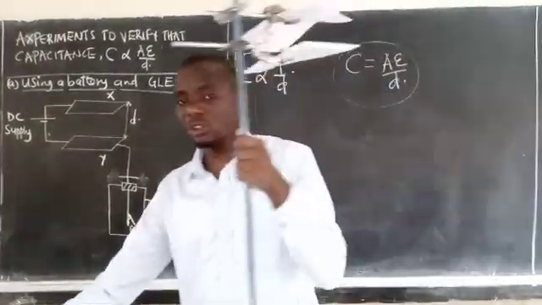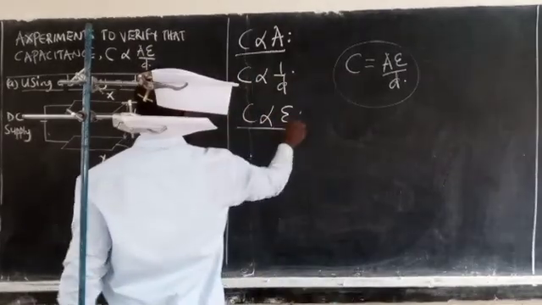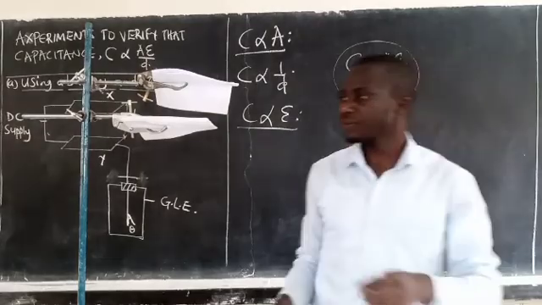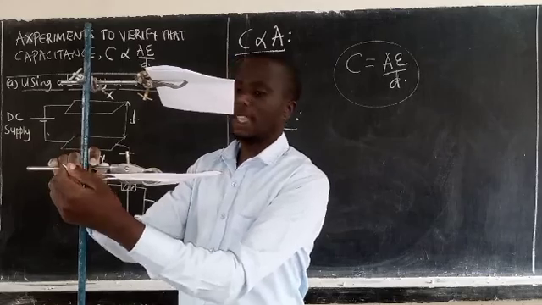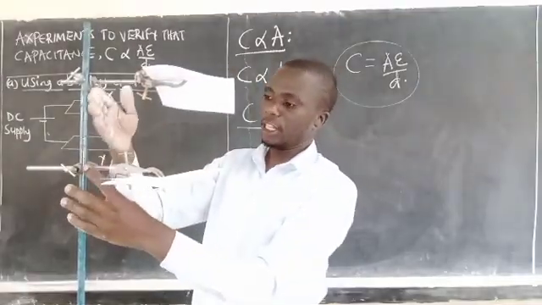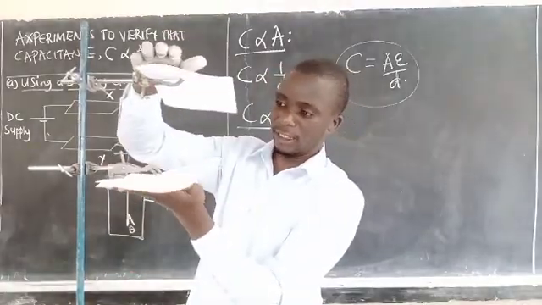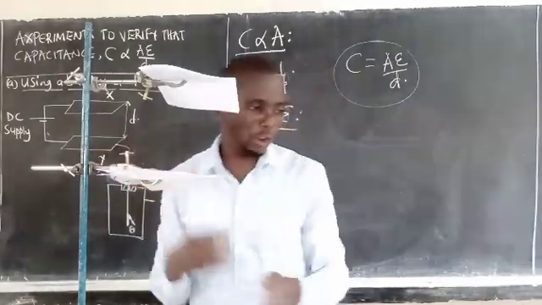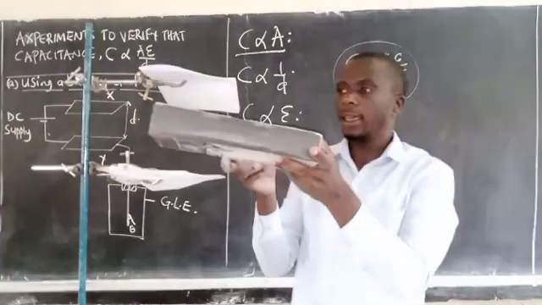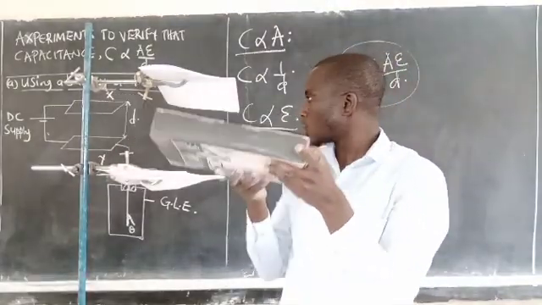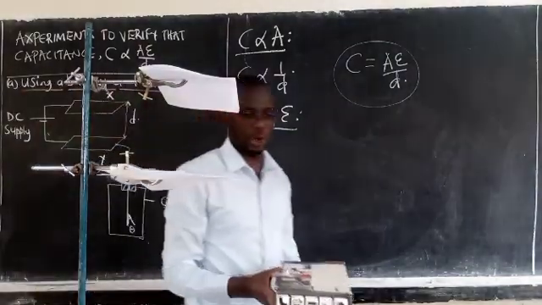As if that is not enough, we need even to show that the capacitance is proportional to epsilon. So what do we do? We are using the same setup, by the way. So this is the setup. We have the D, and we are not going to change it throughout the experiment. And we have the area of overlap; if it is there, it is there, so we don't change it. The only thing we are going to do is insert a dielectric. So when you insert here a dielectric, then you record the deflection on the GLE.